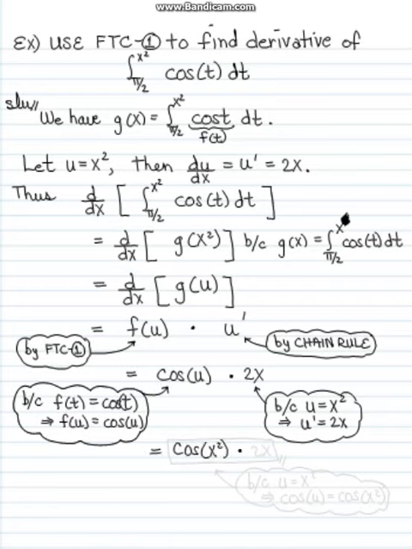That means that the answer is the cosine of x squared, and then multiply the entire cosine function by 2x. And the reason you do that is because if u is equal to x squared, then the cosine of u is the cosine of x squared.